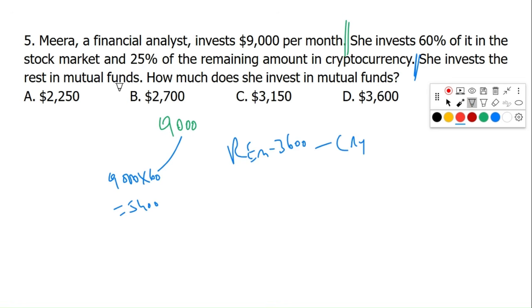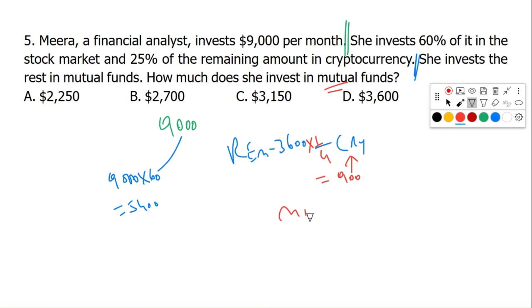She invests the rest in mutual funds. How much does she invest in mutual funds? So the rest means how much now? So 5,400 is invested in the stock market, and 25% of the remaining amount, say one fourth of this, is invested, say 900 is invested in crypto, and the rest is in mutual funds.